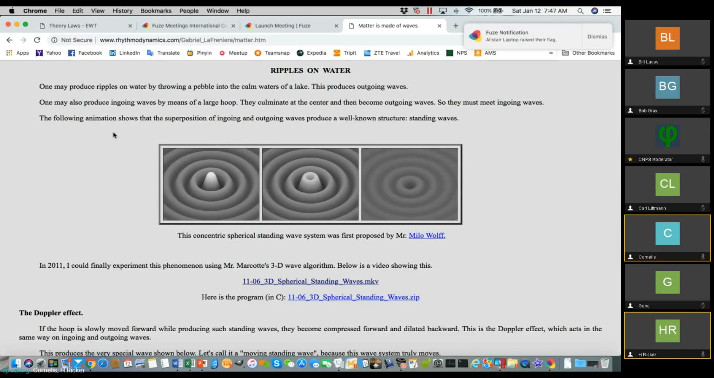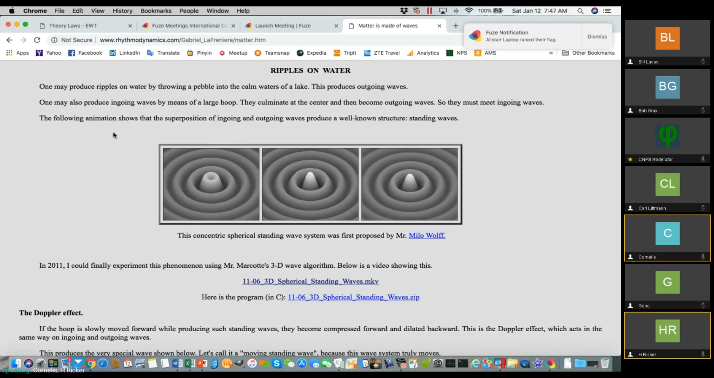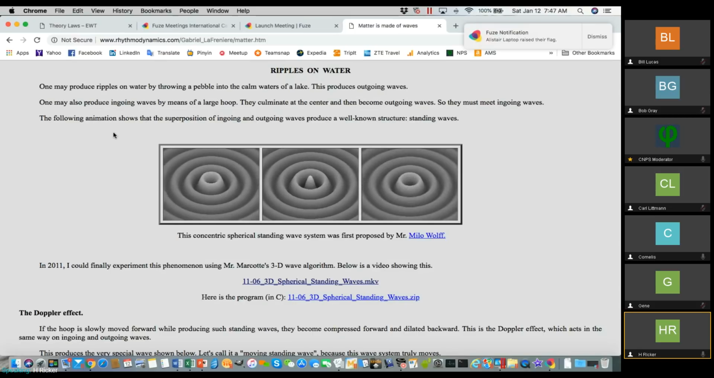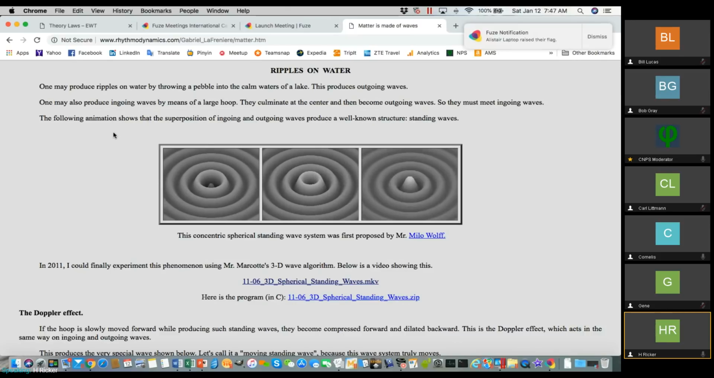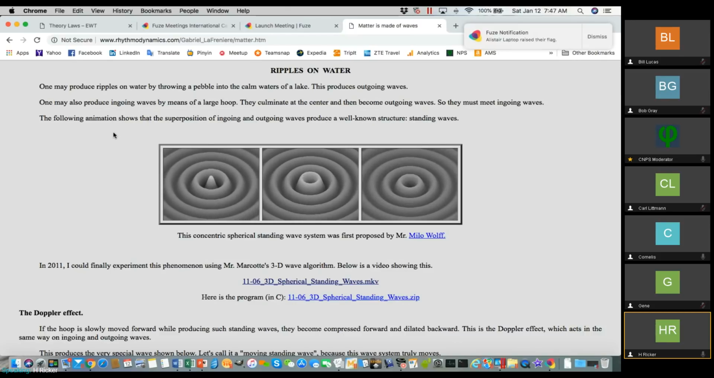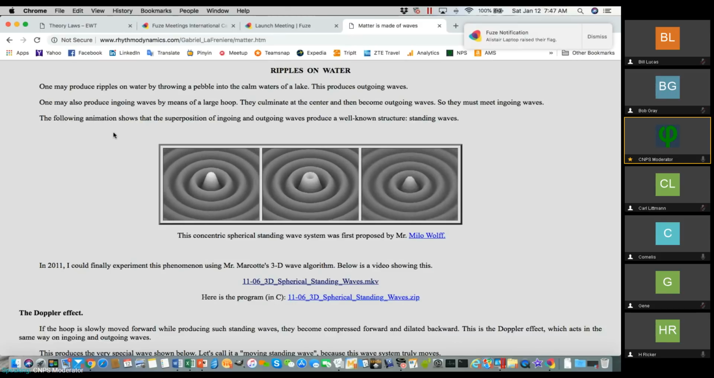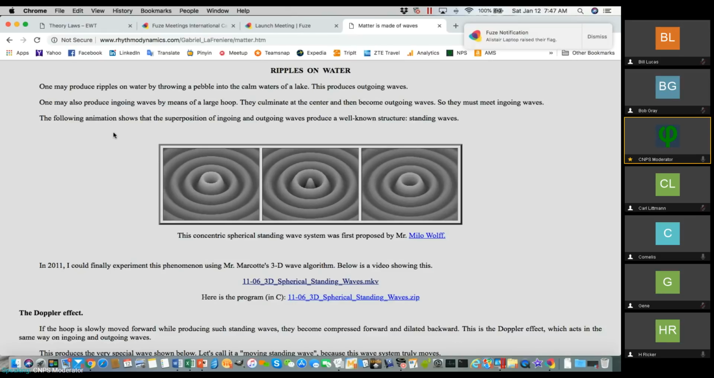I think what Franklin has brought up is the issue of trying to understand what the boundary condition is that creates the standing wave. That's what he's asking. Yeah, exactly. But I don't see a boundary condition in this animation. I would not consider these ripples on water a standing wave.